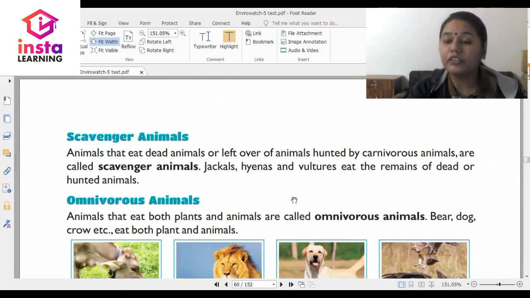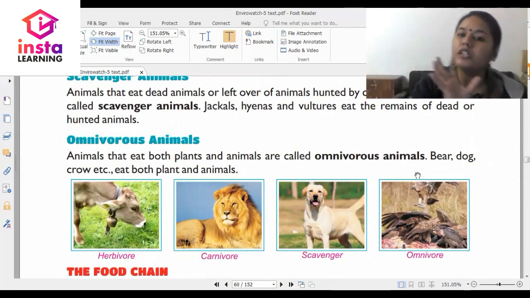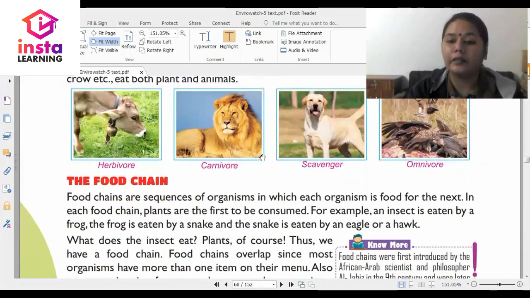Then you have scavenger animals. Animals that eat dead animals or leftovers of animals hunted by carnivorous animals are called scavenger animals. Jackals, hyenas, and vultures eat the remains of dead or hunted animals. Now, then you have omnivorous animals, which eat plants also, or who eat the animals also, right? So they are a combination of herbivorous and carnivorous. So these are called omnivorous. What are the examples? Bear, dog, crow, etc. They eat plants as well as animals.